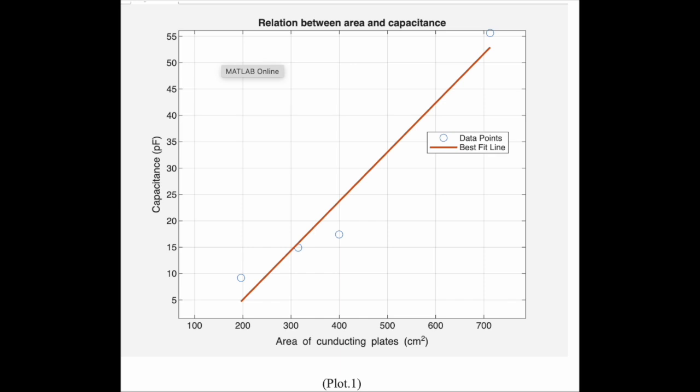However, when we compared our experimental slope to the theoretical one, the difference was quite large. The calculated error rate was around 532%, indicating significant experimental inaccuracies. These errors could come from several factors, such as imperfect alignment of the plates, environmental effects, or limitations in precision of the capacitor meter and ruler.